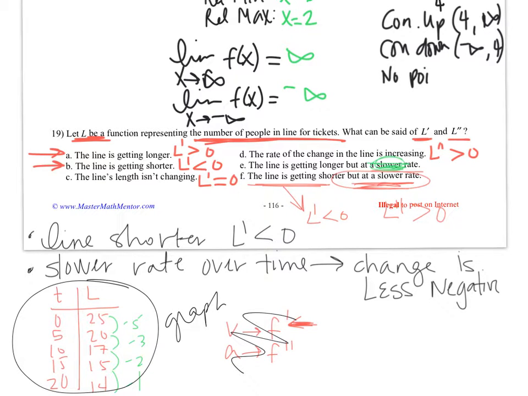And if you were to graph those sample points, you will get a decreasing curve that is concave up, okay? You will get a decreasing curve that is concave up. So I hope that that helps you think about E and F.